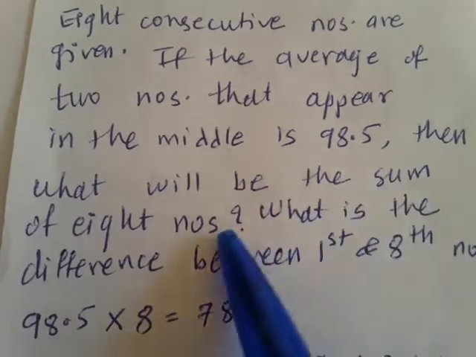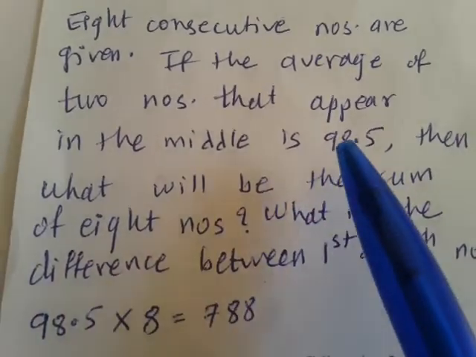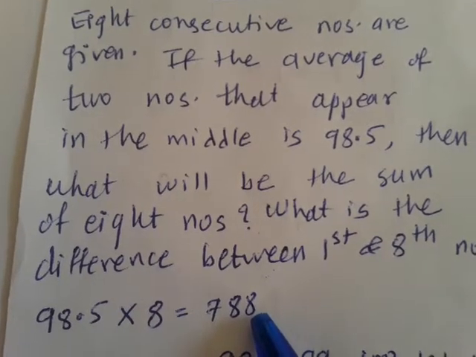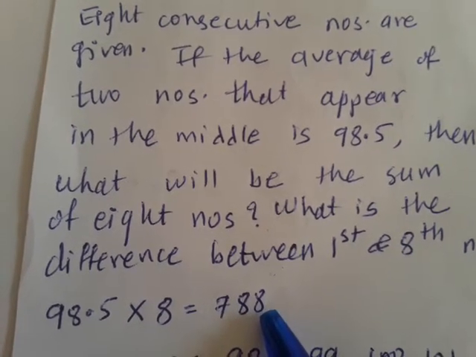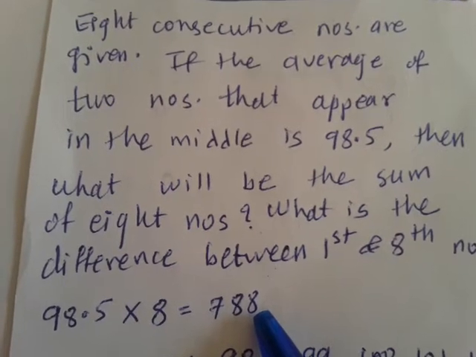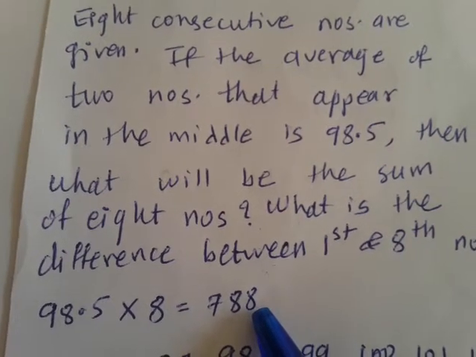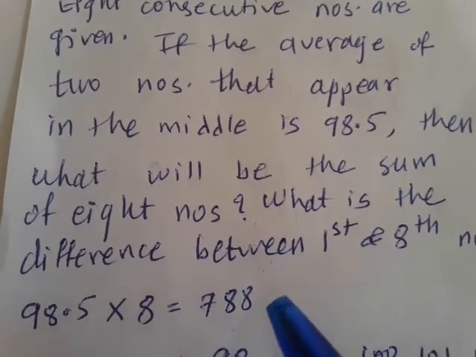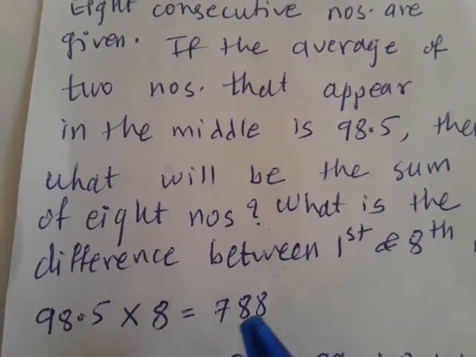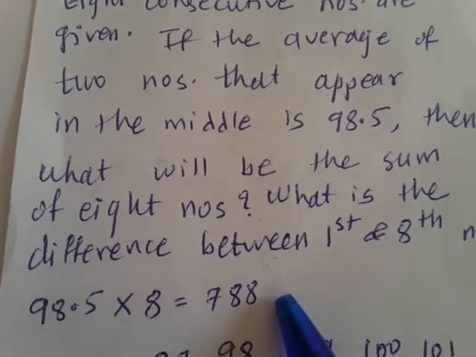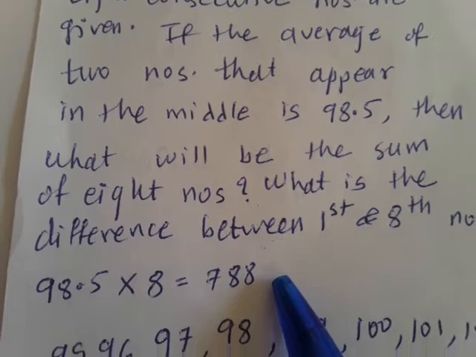So what will be their sum? We need to find the sum. Sum will be 98.5 into 8, that is 788. We don't need to assume any x plus 1, x plus 2. If you are not in school, if you are appearing for competitive exams, then we don't need that procedure. We can directly answer 98.5 into 8 is 788.